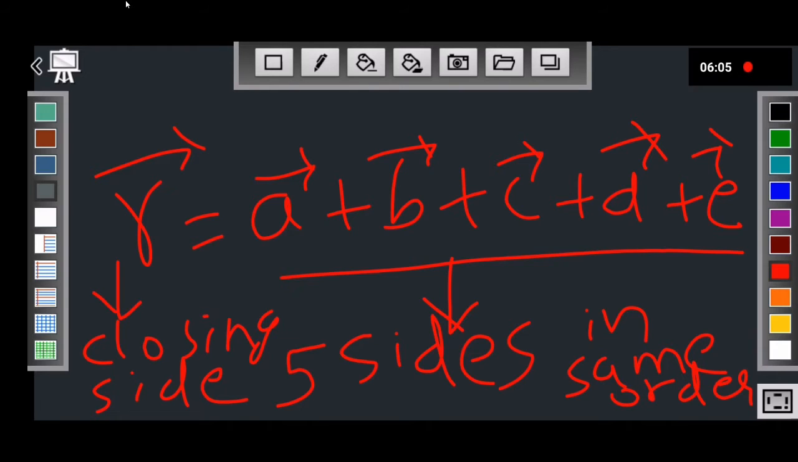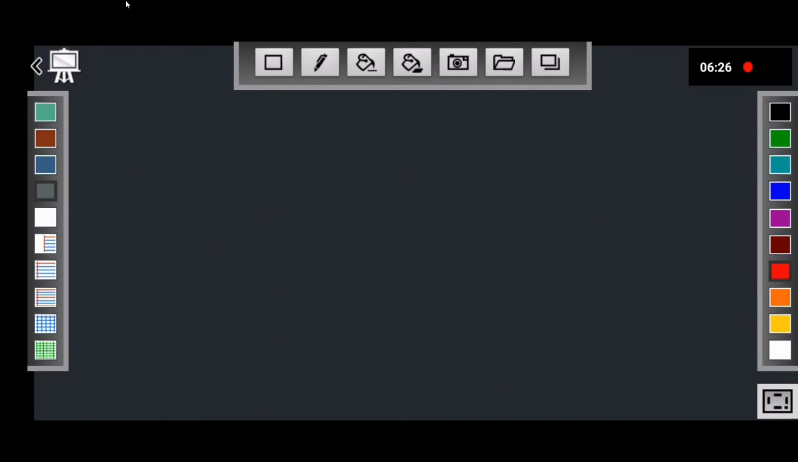I want to state again: if a number of vectors are represented in magnitude and direction by sides of a polygon taken in the same order, then the resultant of those vectors can be represented in magnitude and direction by the closing side of the polygon taken in reverse order. So this is the detail of the polygon law of vector.